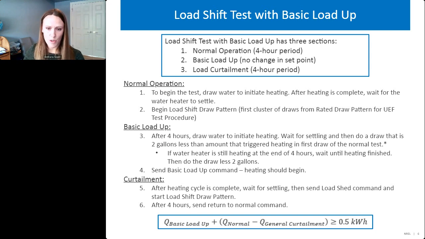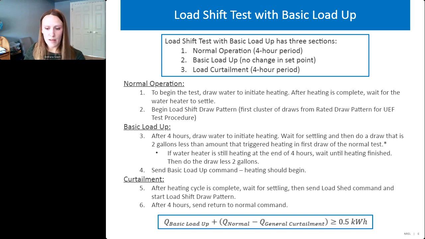So we do this big draw, less than 2 gallons less than the one needed to initiate heating, and then we send the basic load up command and heating begins. Once that heating cycle is finished, we move on to the curtailment period. We send a load shed command, and then we start that same load shift draw pattern. After 4 hours, we send a return to normal command.